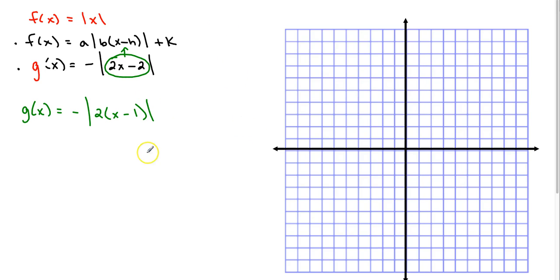Now that I factored out the 2, now it's in this form. Now I can tell what my h value is. My h value here is 1. My k value here is 0. And now from here I can say, okay, well, then the vertex here is going to be 1, comma, 0.